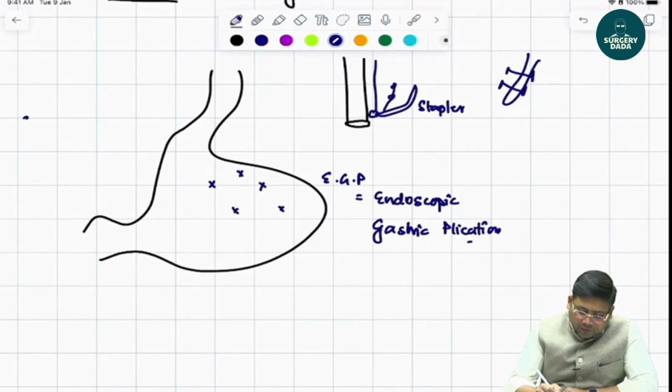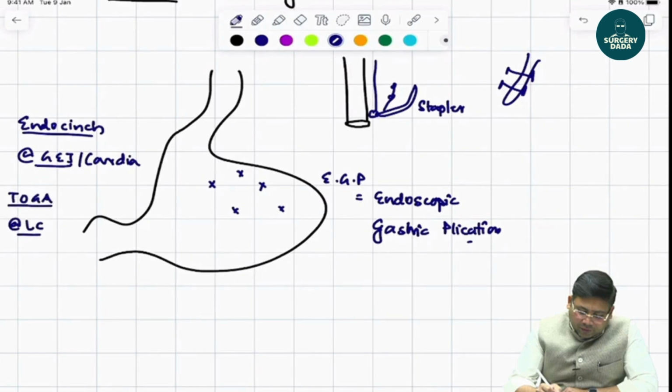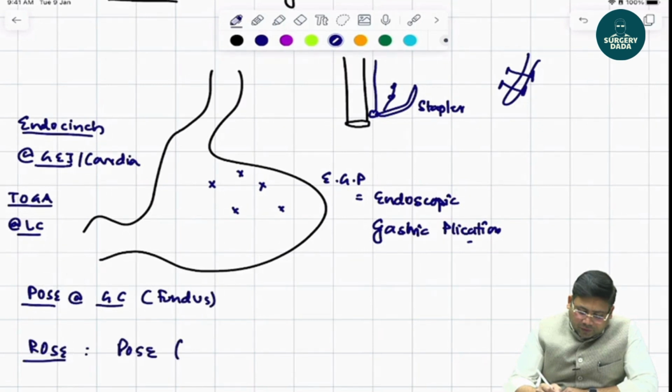Endoscopic gastric plication is nothing but you are fusing the wall of the stomach. When we talk about endokinch, this is along the GE junction and cardia. When you talk about the TOGA, transoral gastroplasty surgery, this is along the lesser curvature. When you talk about the POSE, this is along the greater curvature, or you can say especially around the fundus. And when you talk about the ROSE, this is nothing but POSE performed for the sleeve gastrectomy weight gain patients.